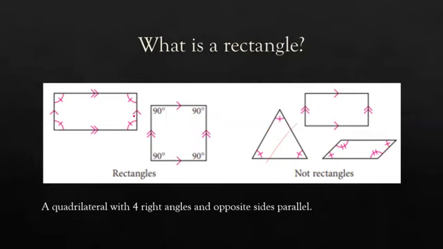Well, I think a rectangle has four of the same corners, which would be 90 degrees, and opposite sides are the same length. They're also parallel. So a quadrilateral with four right angles and opposite sides parallel. These have opposite sides parallel, but we're not marking that they're right angles. Instead of saying a quadrilateral with four right angles and opposite sides parallel, what if we use that opposite sides parallel from the parallelogram and just said that a rectangle is a parallelogram with four right angles?